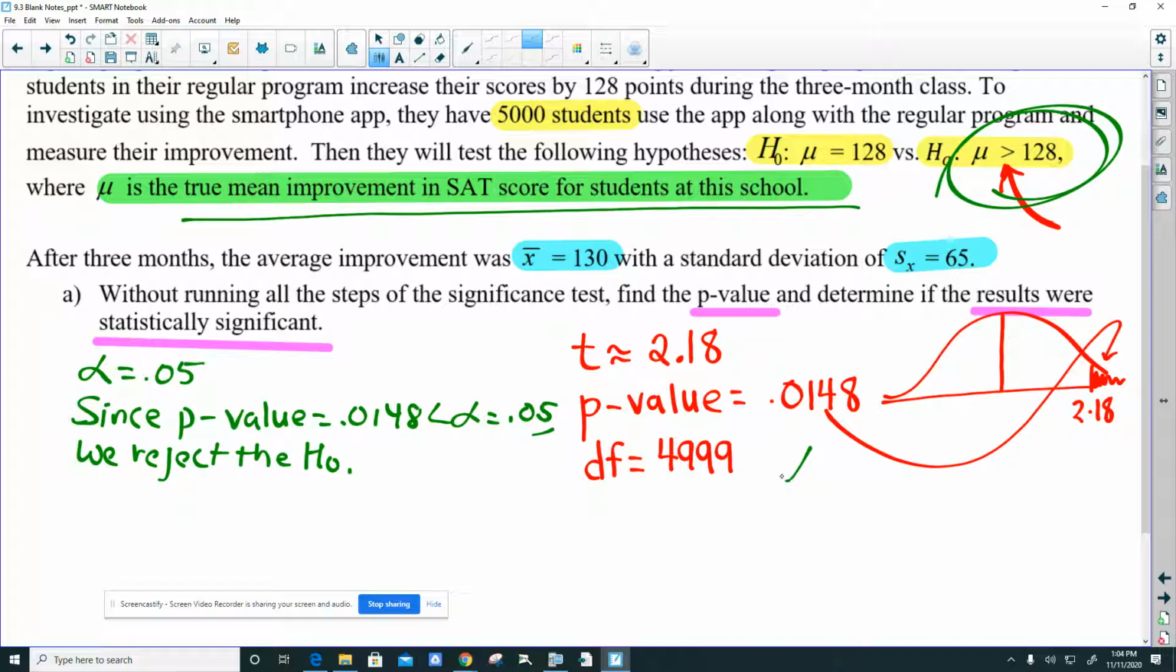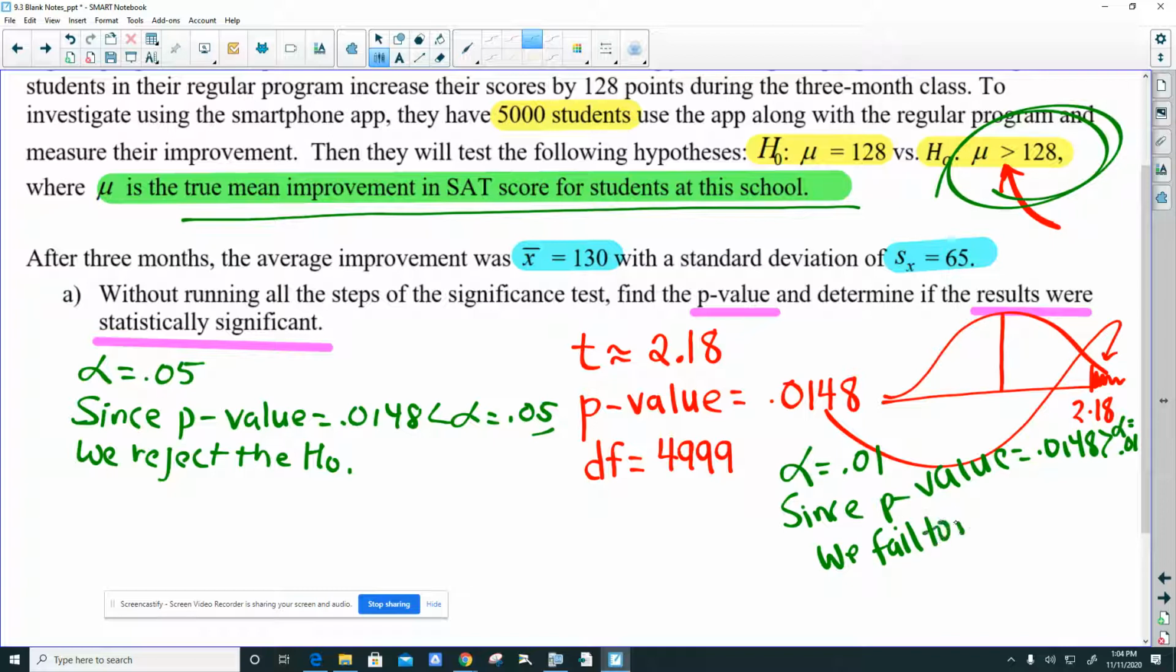Now, if my alpha level, though, was 0.01, well, then I would be drawing a totally different conclusion. Okay, I would say something like, well, since the p-value of 0.0148 is greater than an alpha level of 0.01, then I would say we failed to reject the null hypothesis. And I would say that we do not have convincing evidence that the true mean improvement in SAT scores for students at this school is greater than 128.